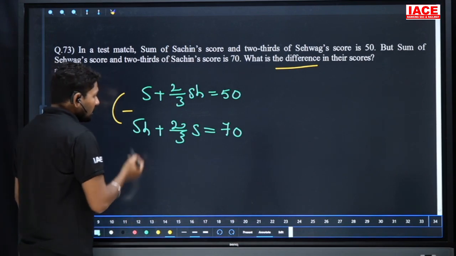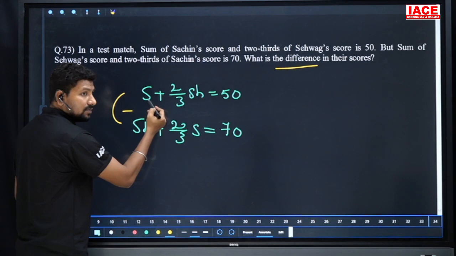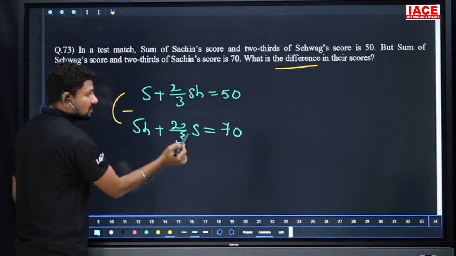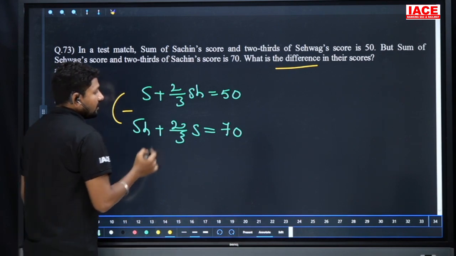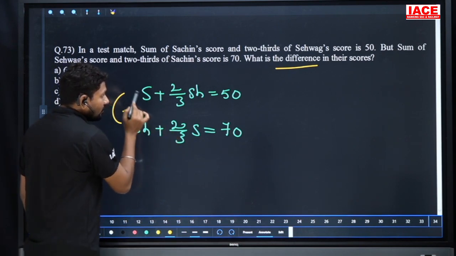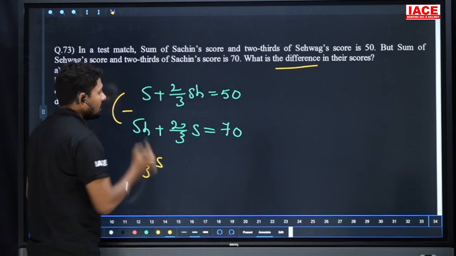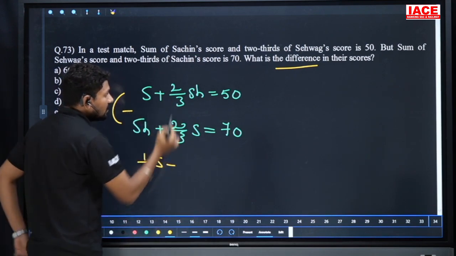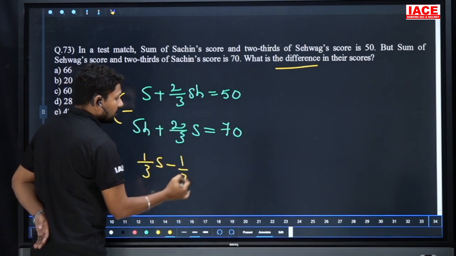So look at here Sehwag and here Sachin. S minus 2 by 3 S. What I am doing? S minus 2 by 3 S. S to remove and SH to remove. SH means Sehwag. Then here S to S removing. From full S, 2 by 3 S will be removing. You will get 1 by 3 S. And here is minus. From 2 by 3 S and SH will be removing. Here also you will get 1 by 3 SH.